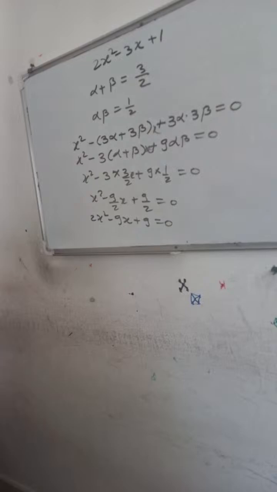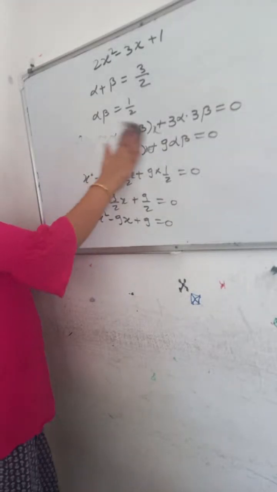Find the zeros of the quadratic polynomial 7y square minus 11 by 3 y minus 2 by 3. Verify the relationship between the zeros and their coefficients. Okay, find out and tell me. The question is 7y square minus 11 by 3 y minus 2 by 3.